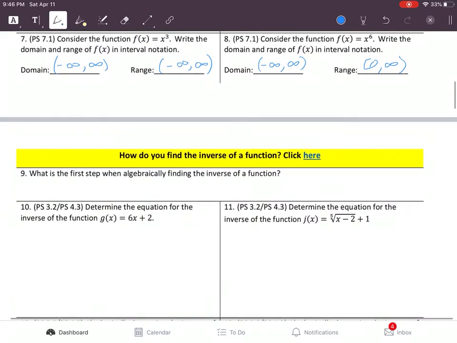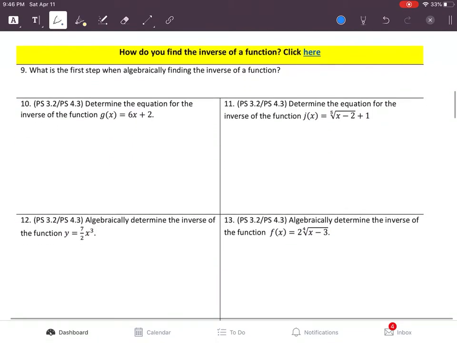All right, moving on to finding inverses. To find the inverse algebraically, the first step is to switch out the x and y values. So we're going to flip them. They're going to switch places.